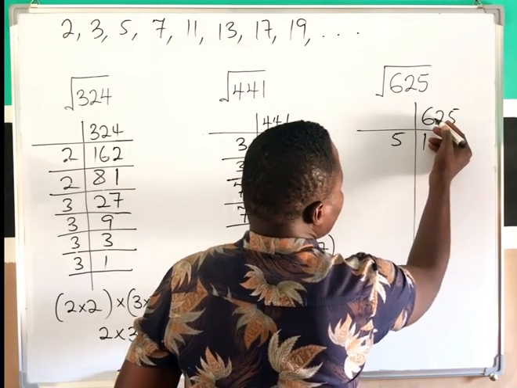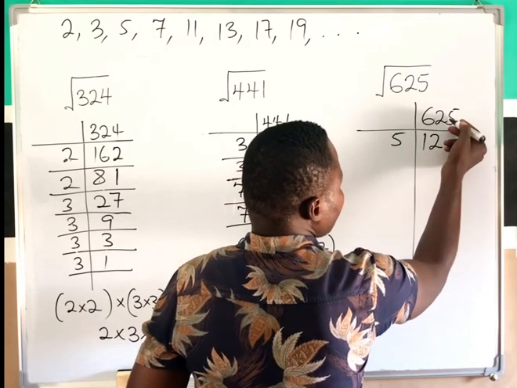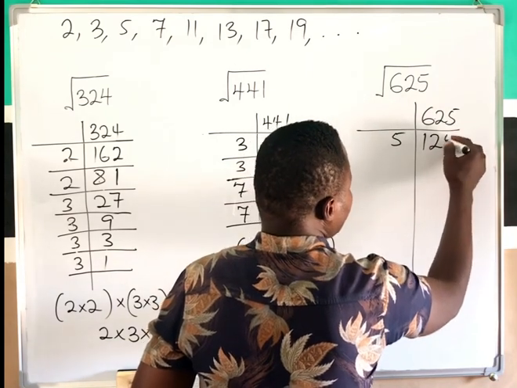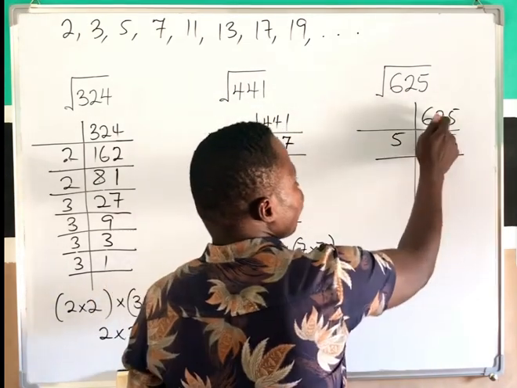Bring the 1 in front of 2. 12. 5 into 12, that will be 2 remainder 2. Bring the 2 in front of 5. 25. 5 into 25 is what? 5. Then we'll finish. Meaning 5 times 125 will give me this.